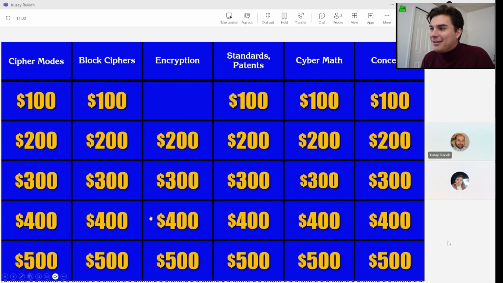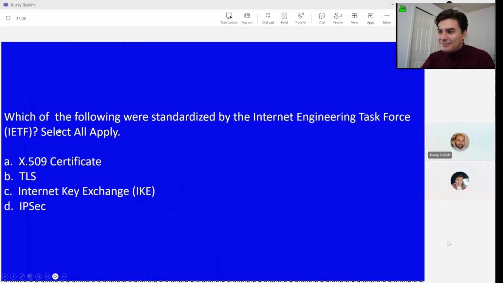Okay, let's go with standards and patents for $500. I'm feeling lucky. What's the following true were standardized by IETF? Remember, select all that apply. Oh, I need to phone a friend here. Standardized by the IETF. I'm gonna go with TLS and IPSec. Yep. These are good answers.